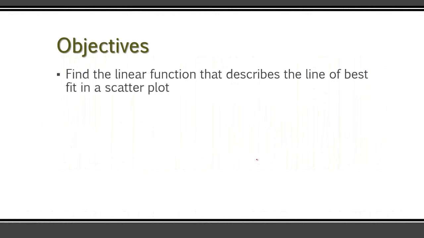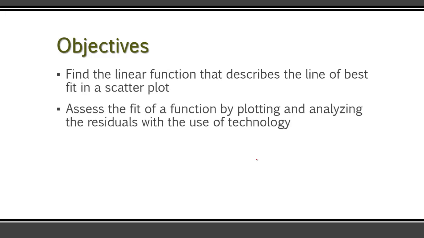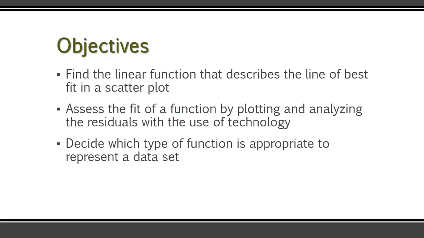The objective will be to find a linear function that describes the line of best fit in a scatter plot, to assess the fit of a function by plotting and analyzing the residuals with the use of technology. Now, that one's going to be done more tomorrow in class, but that is one of the objectives for this particular section. And then to decide which type of function is appropriate to represent a data set.